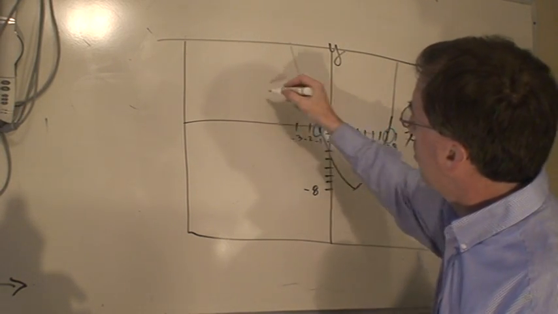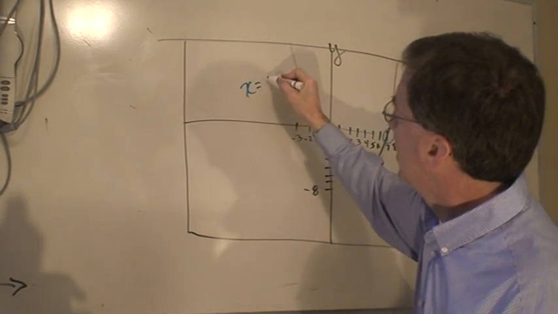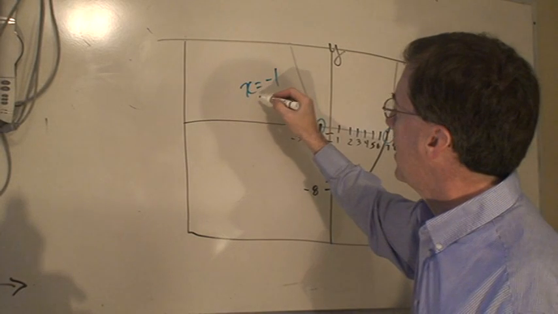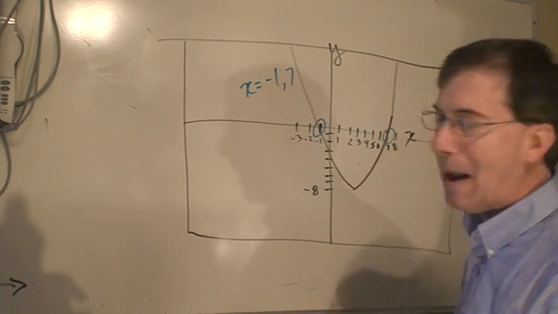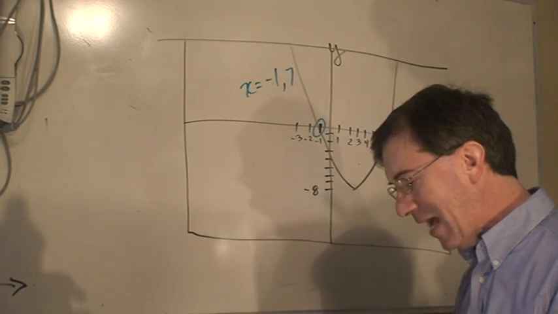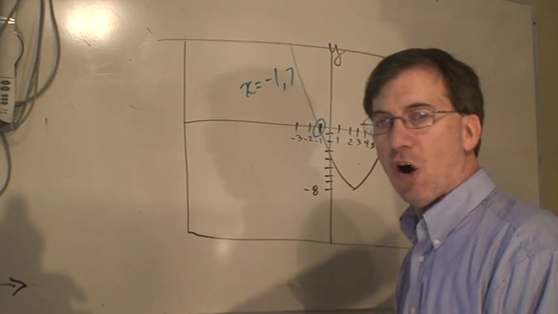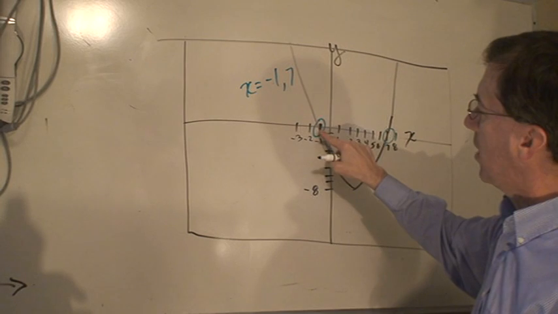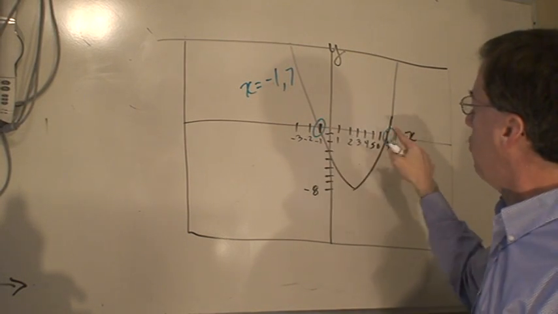That is -1. So x equals -1. And here is a +7. So it intersects at -1 and +7. That tells me that those are the solutions to my equation. -1 and 7, because the parabola intersects the x-axis at -1 and 7.